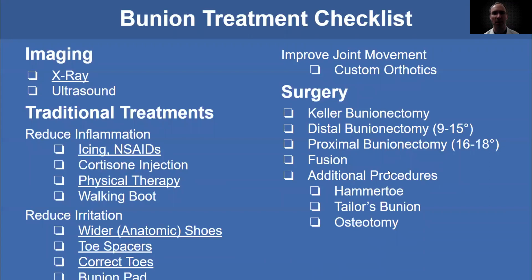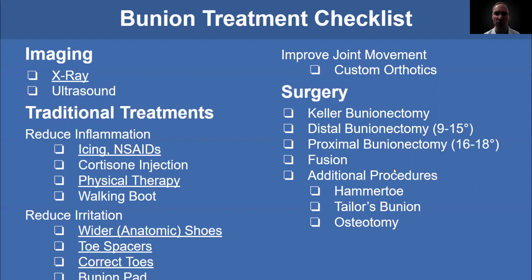There are a couple of brands I'm going to put in the bottom of this video, such as Topo or Ultra. Also, correct toes. Those are some spacers that you can use between your toes. You could try that. A simple bunion pad. If you want to improve the joint movement, make the joint movement work better, there are some modifications you can do to a custom orthotic. And then there's some surgery.